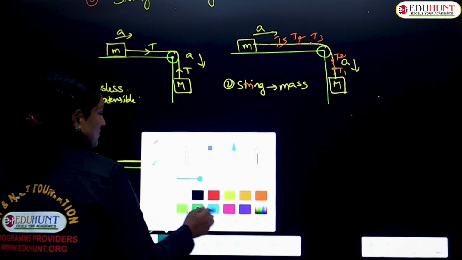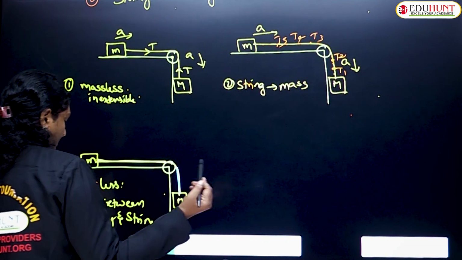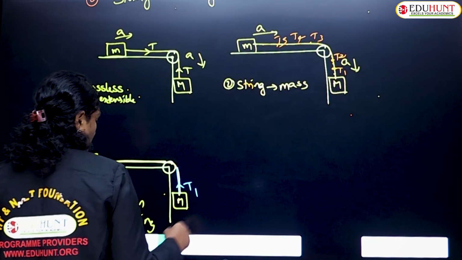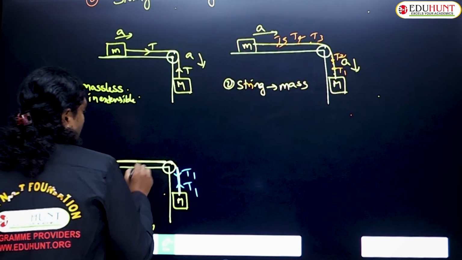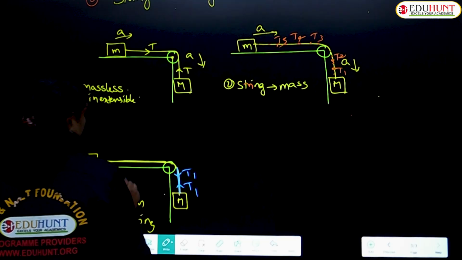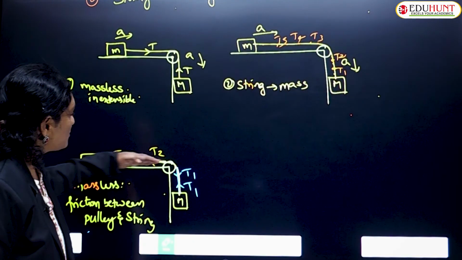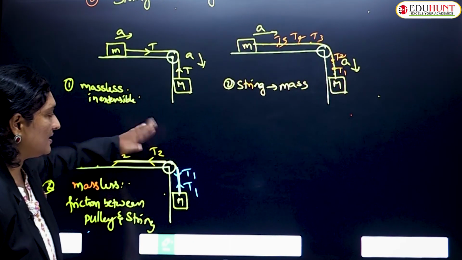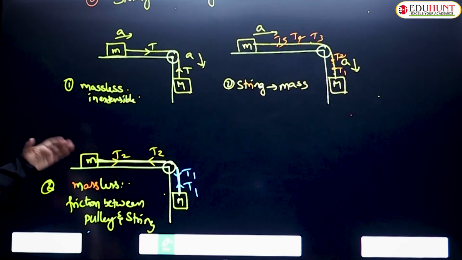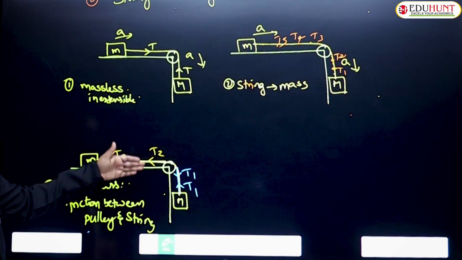That means if you suppose the tension in this first part of the string is some T1, then the tension in the next part of the string will be different, something like this. Here some T2 and here also T2. So one portion of the string has some tension, and the other portion has a different tension, because you consider a massless string but with friction acting between the pulley and the string.